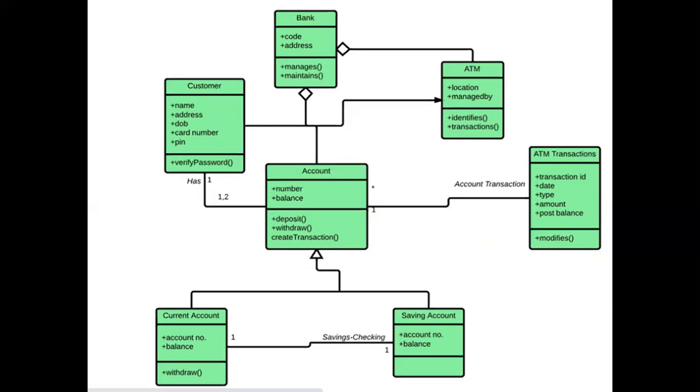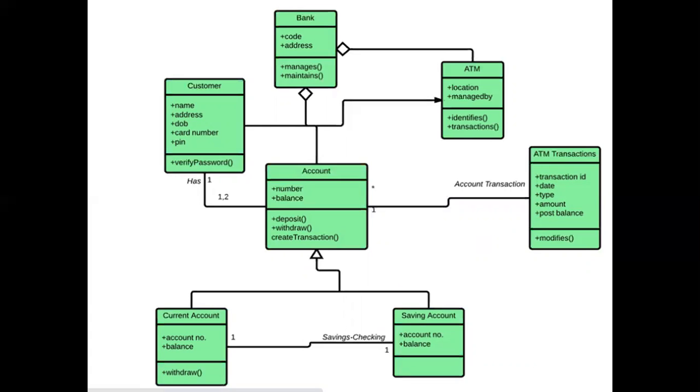Next, the account is the superclass, and its subclasses are the current account and saving account. There are different types of relationships. Every account is an aggregation, associated with the bank. Every customer is associated with an account. If any person is a customer of the bank, he must have one type of account. So the relation between customer and account is association.